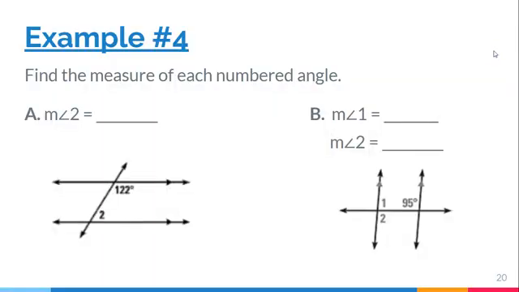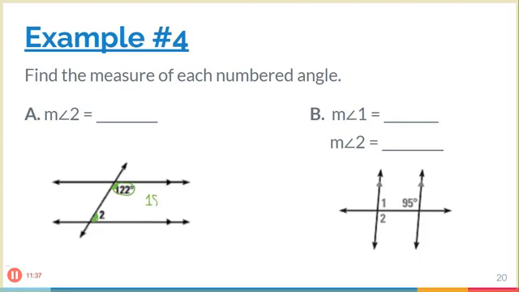So for example 4, if I'm finding angle 2, we see that our lines are parallel, so we're in good shape. But we also see that these are consecutive interior angles. And so since they're consecutive interior angles, they should add to be 180. So since I already know this angle is 122, to find the measure of angle 2, I can take 180 minus 122. And so we're looking at 58 degrees for angle 2.